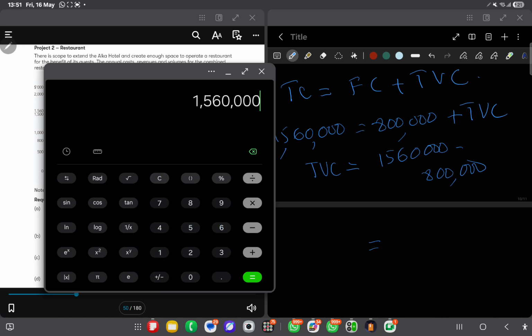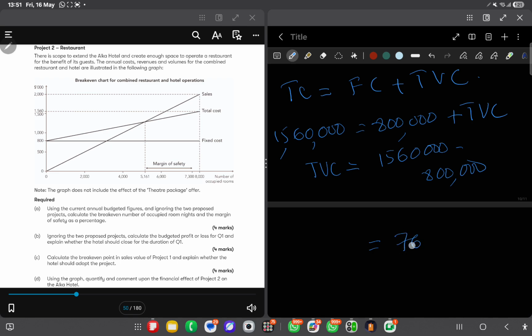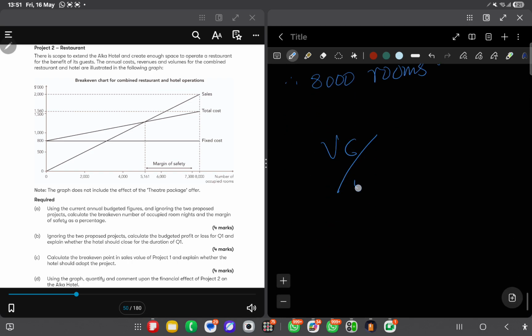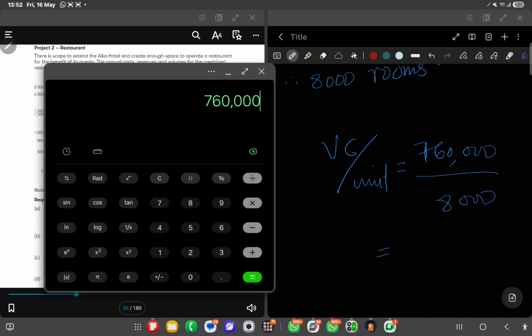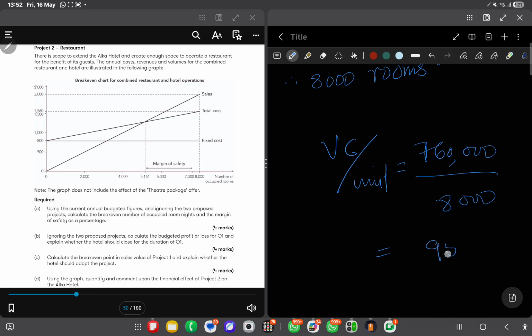1,560,000 minus 800,000. So your total variable cost is 760,000. How many units? The number of units is 8,000 rooms. Therefore, we can calculate the variable cost per unit, which is 760,000 divided by 8,000. So your variable cost is 95.